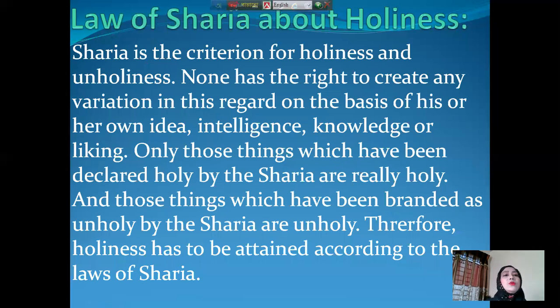Then in this slide, we will discuss the law of Sharia. Here we are getting another new word, that is Sharia. Sharia means what? Actually, Sharia means the rules and regulations of Islam, which we are getting in the Quran and in the Sunnah, that means Hadith. Sharia is the criterion for holiness and unholiness. None has the right to create any variation in this regard on the basis of his or her own idea, intelligence, knowledge, or liking.